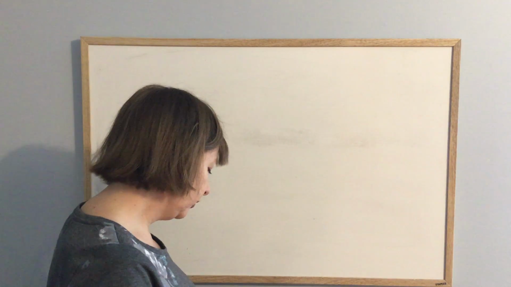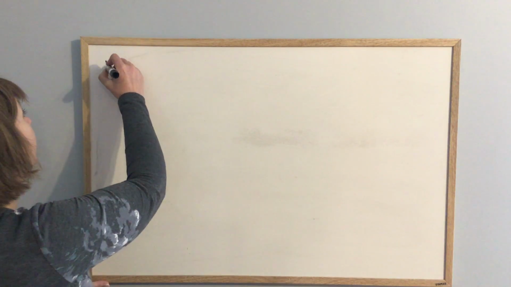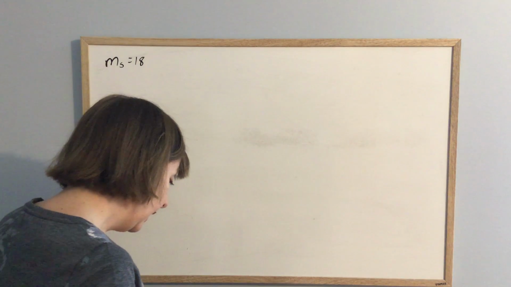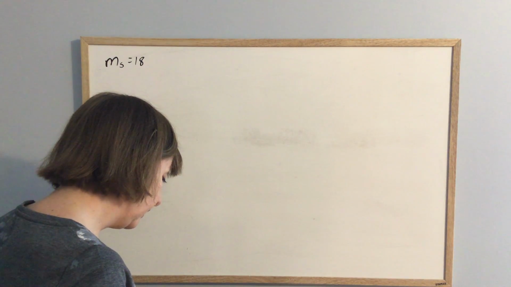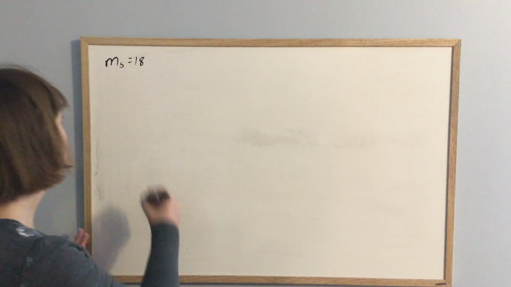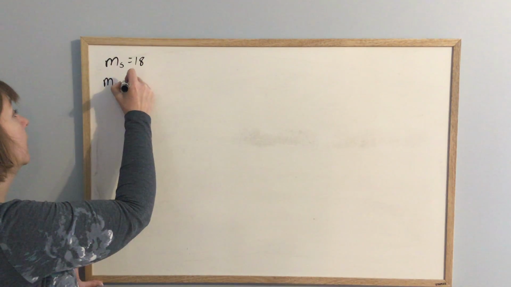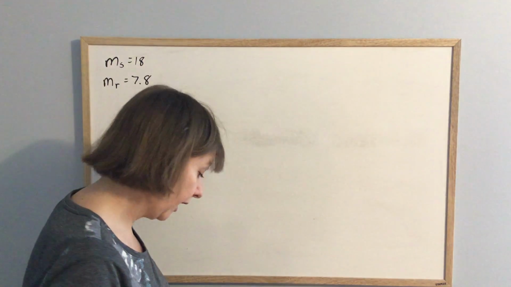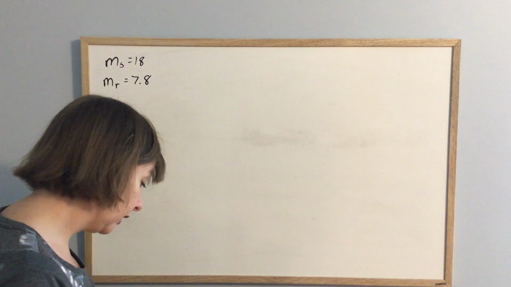At the bottom of page 498, it says you have an 18 kilogram sign. So the mass of the sign is 18. And it hangs symmetrically from a 7.8 kilogram rod. So the mass of the rod is 7.8 kilograms. And I'll draw a diagram of this after so that you can see what they're talking about.